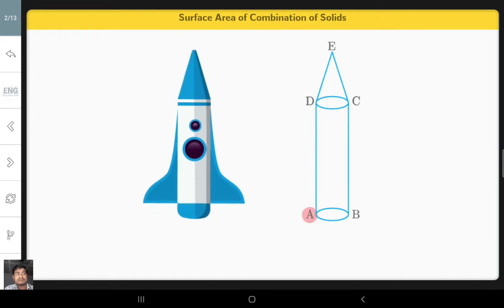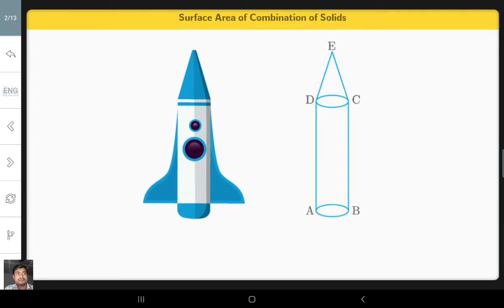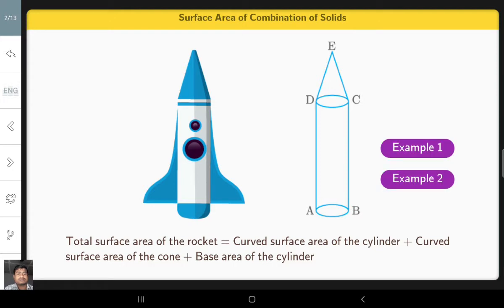In the figure, ABCED is a rocket made of a cylinder ABCD and a cone CED. The radius of the cylinder and the cone is the same. The total surface area of the rocket is equal to the curved surface area of the cylinder plus the curved surface area of the cone plus the base area of the cylinder. Tap the buttons to understand this better with more examples.